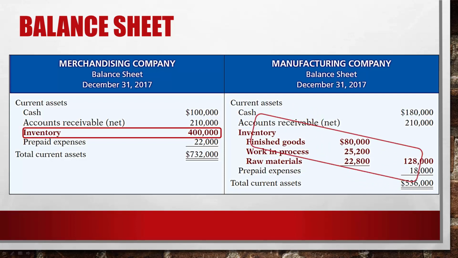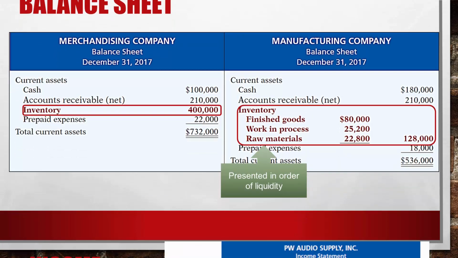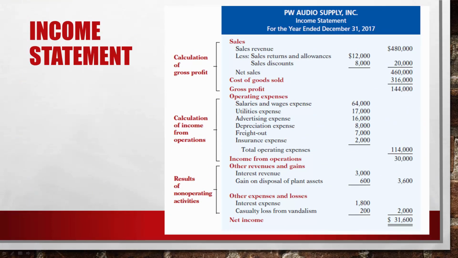However, a manufacturing company is actually creating those products, so they have three inventory accounts: raw materials, work in process, and finished goods. This allows the inventory accounting to match the actual creation and flow of the products they're making. Now, our current assets section of our balance sheet is always presented in order of liquidity, so that's why the finished goods is on the top, because it is the most liquid or ready to be sold of the three types of inventory. Now let's look at the income statement side.